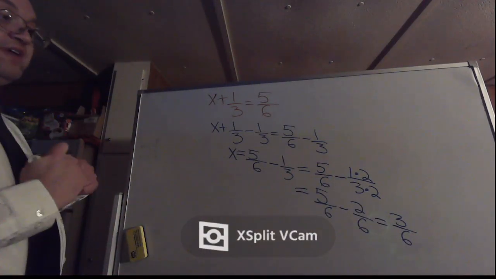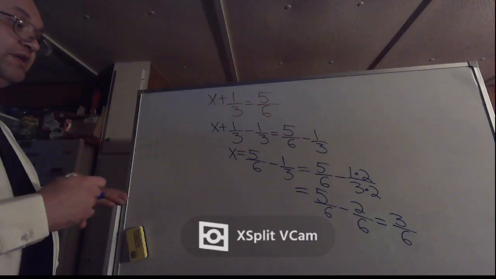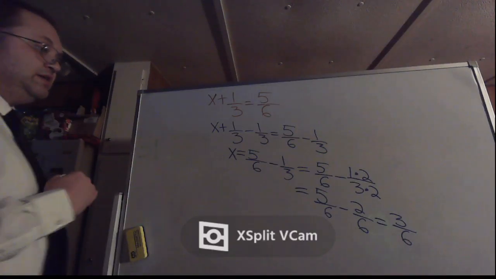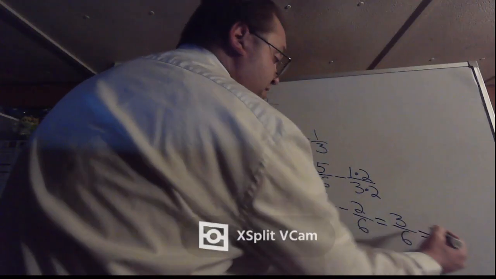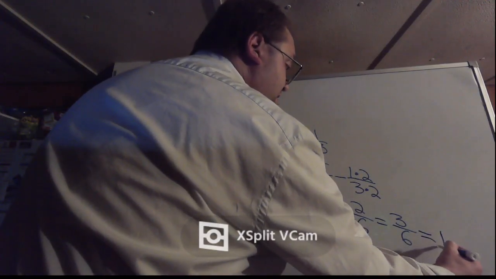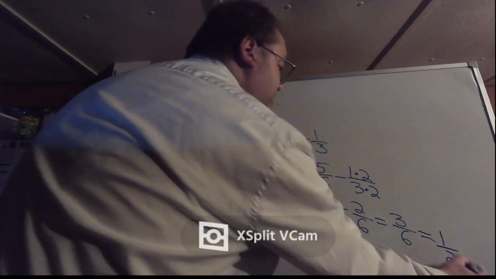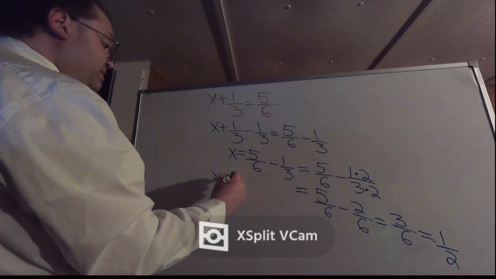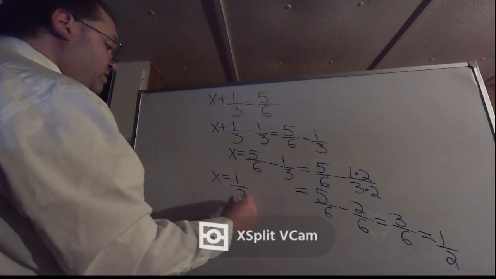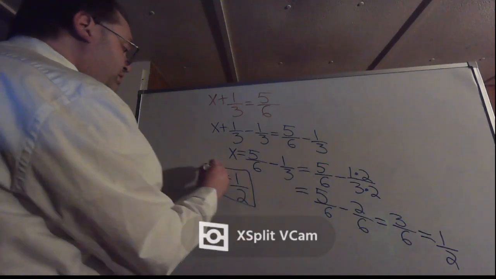Because 3 is a factor of 6, you could factor out a common 3. So if you divide both the numerator and denominator by 3, 3 divided by 3 is 1, 6 divided by 3 is 2. So now we are in the simplest form of 1/2. So x equals 1/2 would be your final answer.